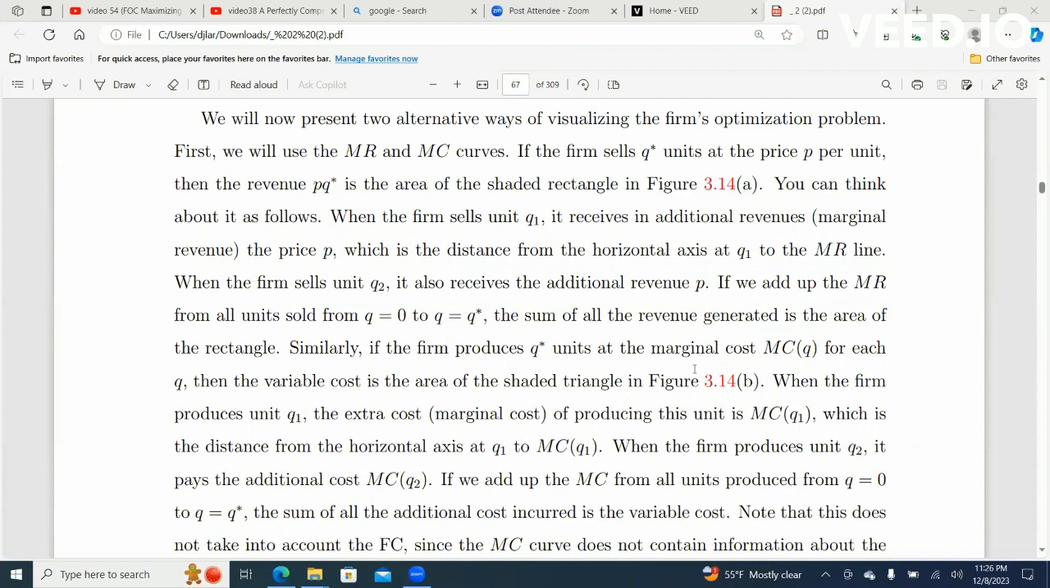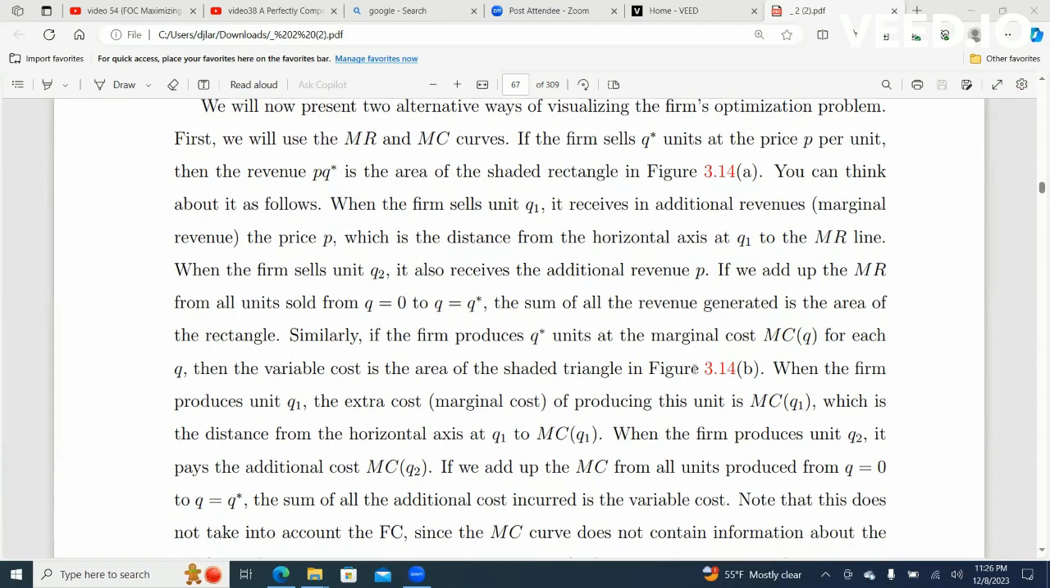Okay, so we will now present two alternative ways of visualizing the firm's optimization problem. First, we will use the marginal revenue and marginal cost curve. If the firm sells Q star units at the price P per unit, then the revenue is, of course, PQ, the area of the shaded rectangle in figure 3.14a.